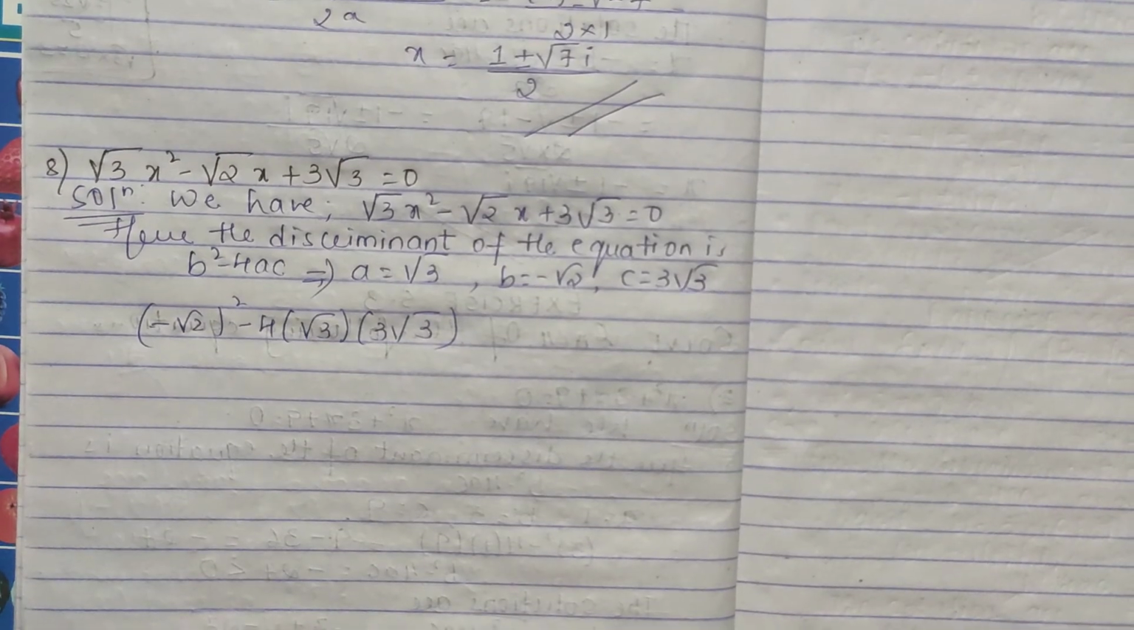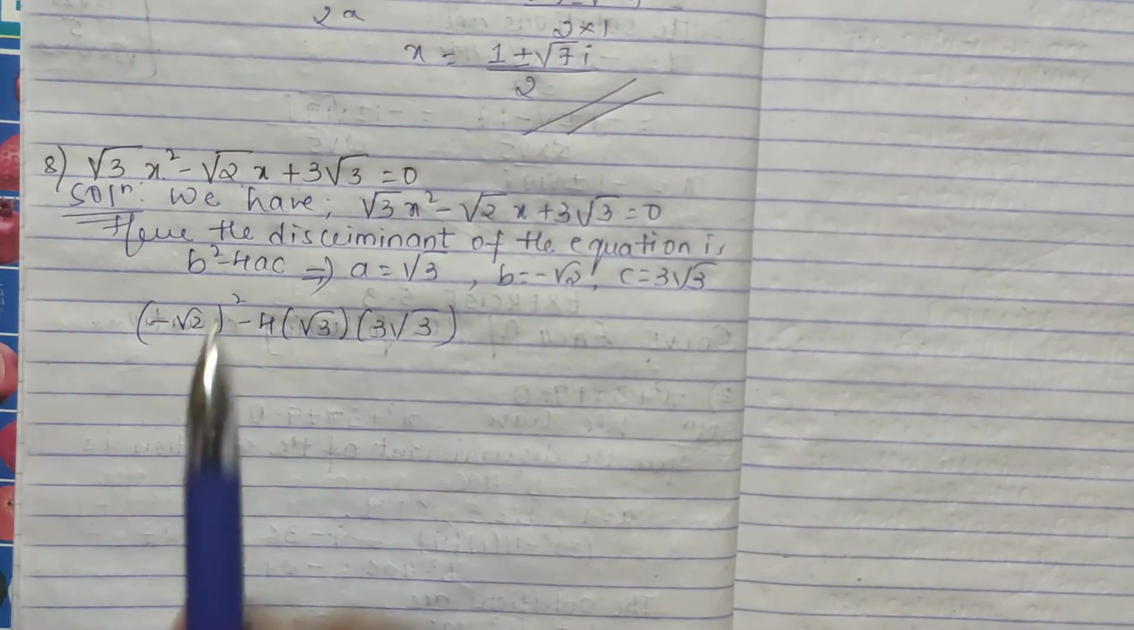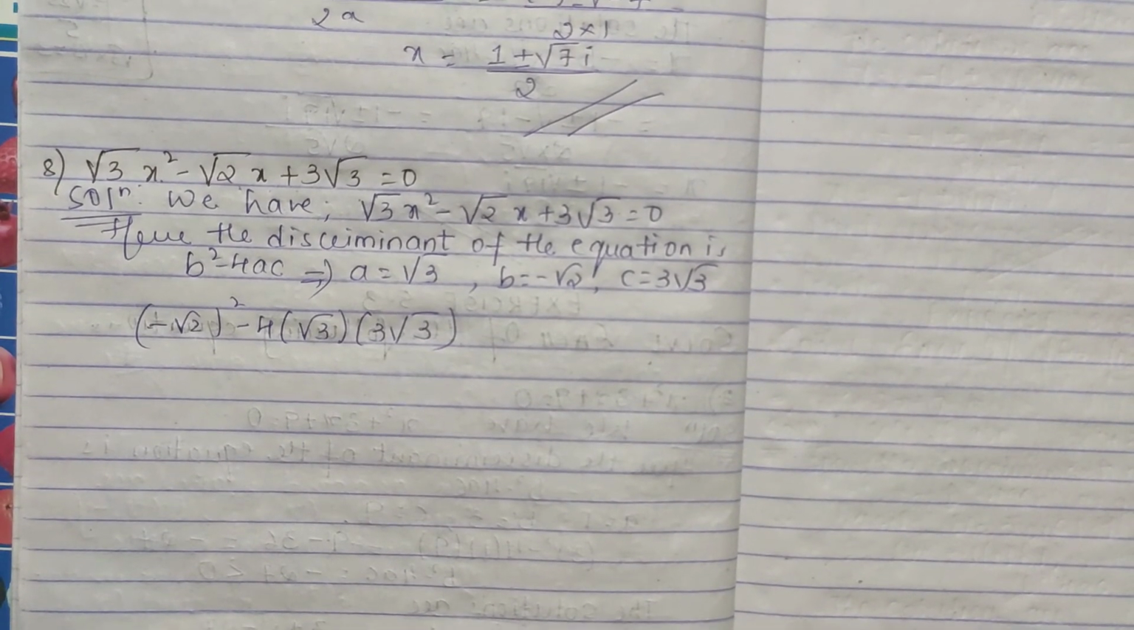Next is the eighth one, root 3 x square minus root 2 x plus 3 root 3. Okay, sometimes it happens, slip of the tongue.